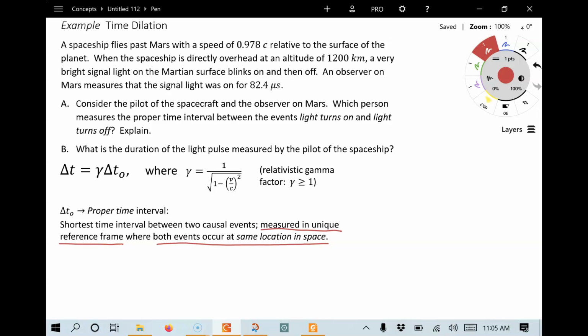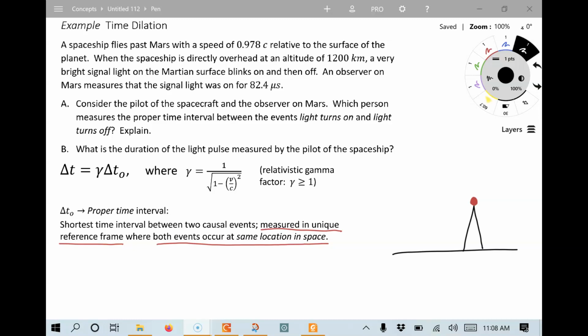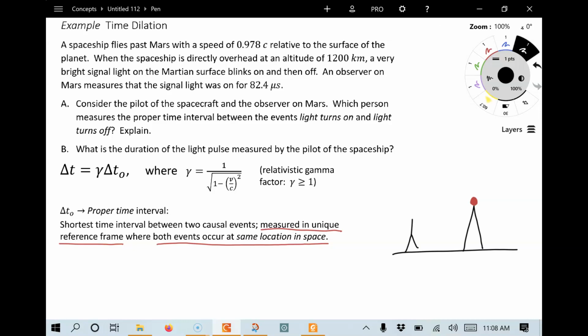Let's draw this picture for the observer on Mars. So let's say here's the surface of Mars. Here's a little tower here, maybe, that has the light bulb on it. And this light can flash on and off. So let's see where this event takes place according to the observer on Mars. So here's the observer on Mars, kind of just standing here, and they can watch it.